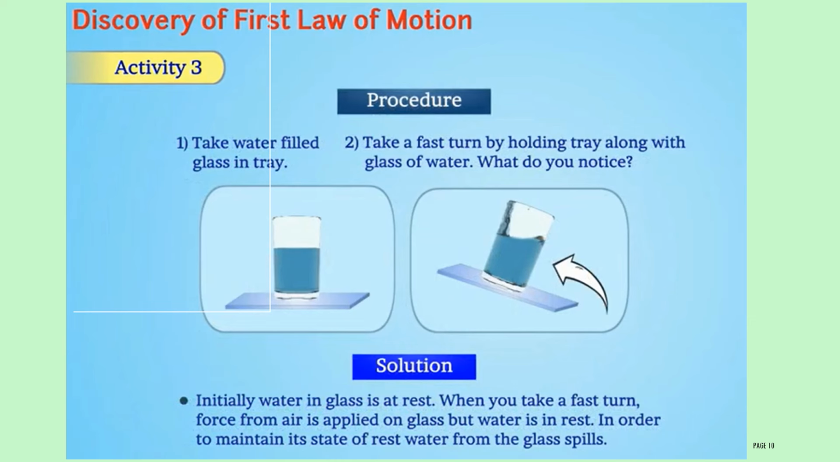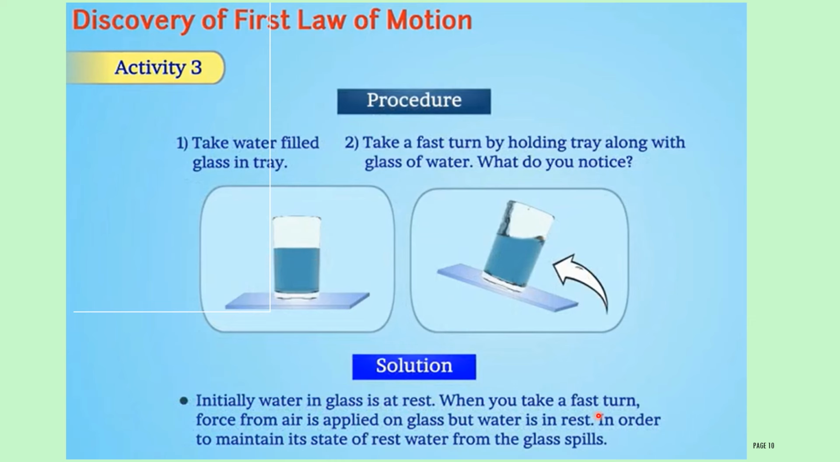Let us consider the next activity, activity 3, to discover the first law of motion. Procedure: take a water-filled glass in a tray, then take a fast turn while holding the tray along with the glass of water. What will you notice? What will you observe? Let us discuss. Initially, the water in the glass is at rest.